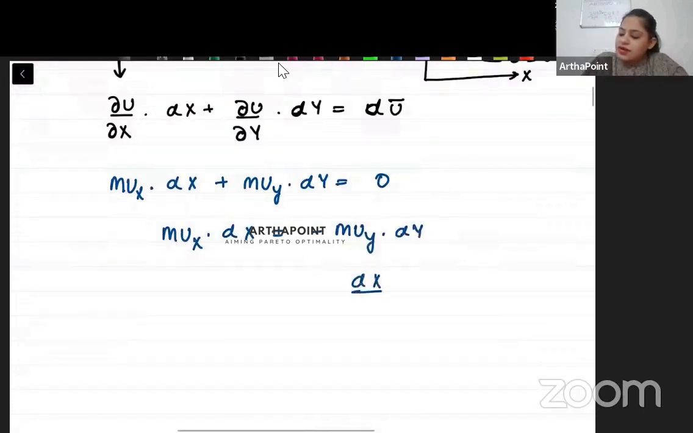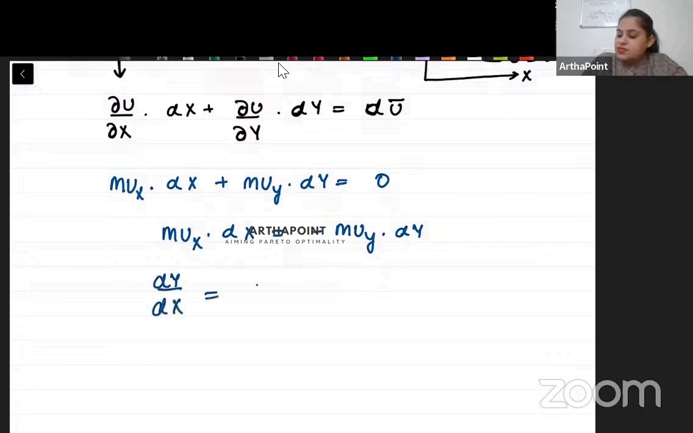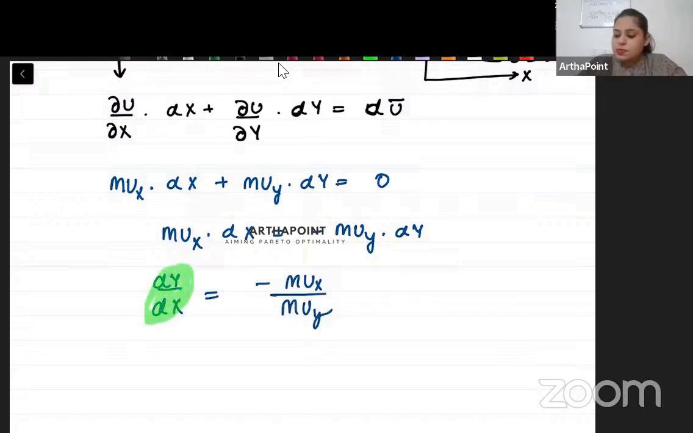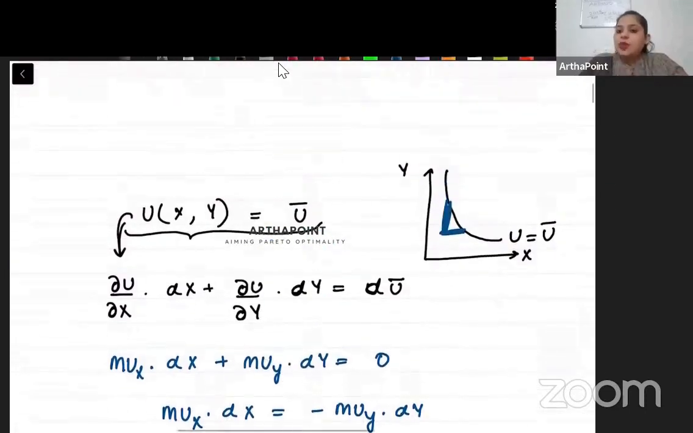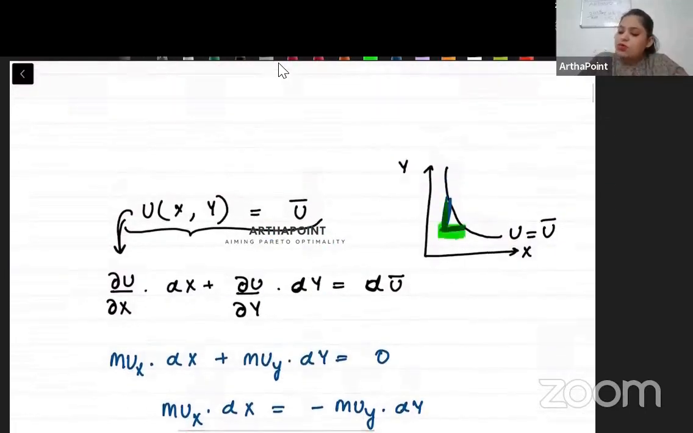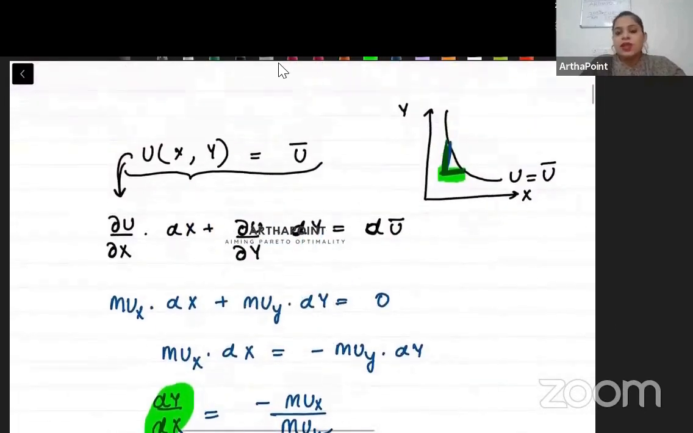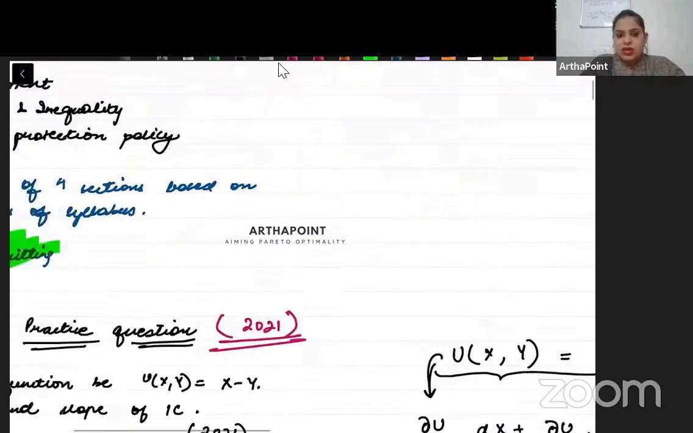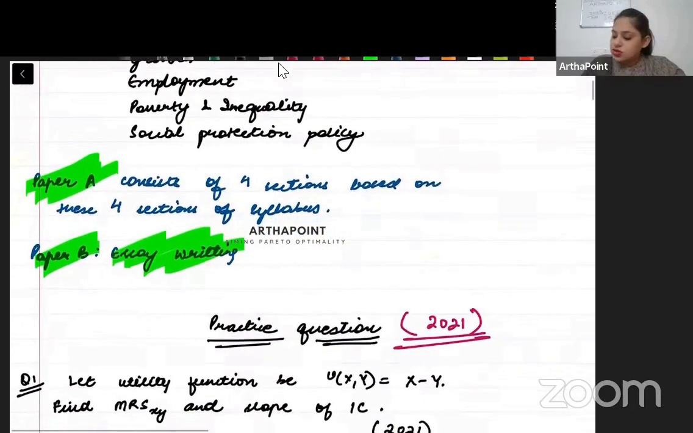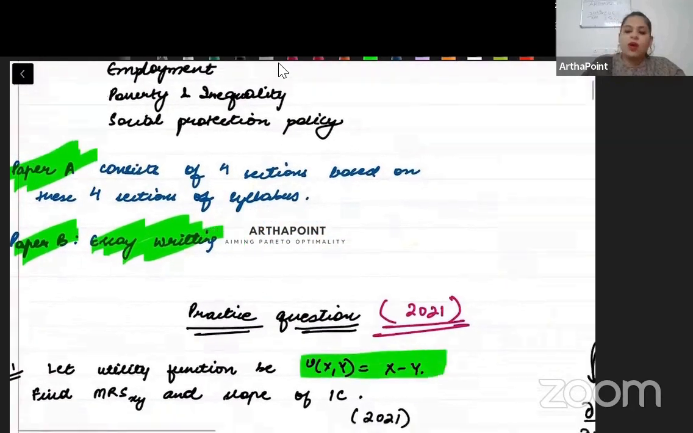So dy by dx, this becomes minus MUx by MUy. This is the slope. Slope is change in perpendicular by change in base. So this is the slope, right? So when I talk about the slope, it is perpendicular by base, and this is nothing but minus of MUx by MUy. Now, for us, we are given that the utility function is x minus y.